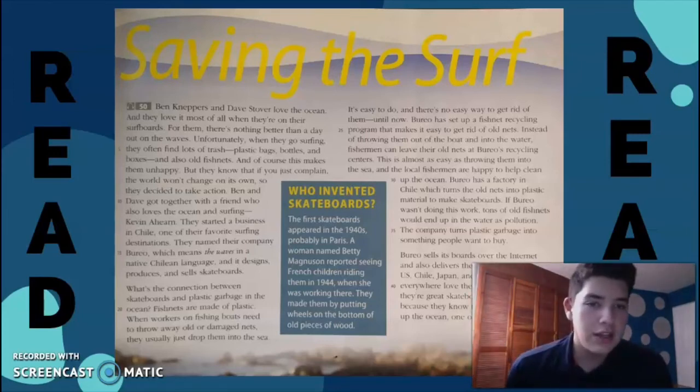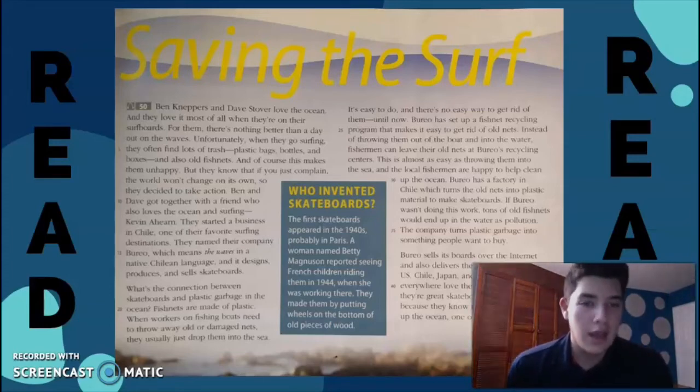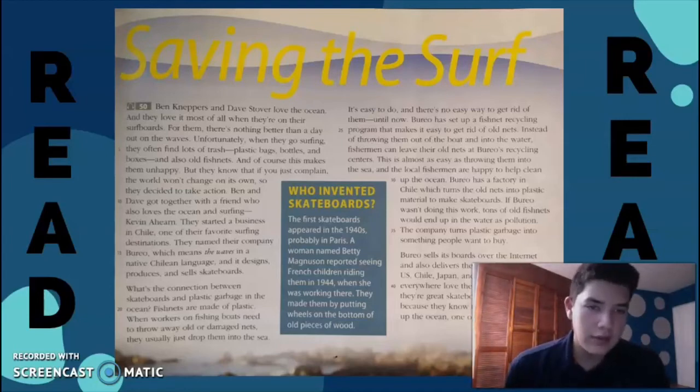Fishermen can leave their old nets at Burio's recycling centers. This is almost as easy as throwing them into the sea, and the local fishermen are happy to help clean up the ocean. Burio has a factory in Chile which turns the old nets into plastic material to make skateboards. If Burio wasn't doing this work, tons of old fish nets would end up in the water as pollution. The company turns plastic garbage into something people want to buy.